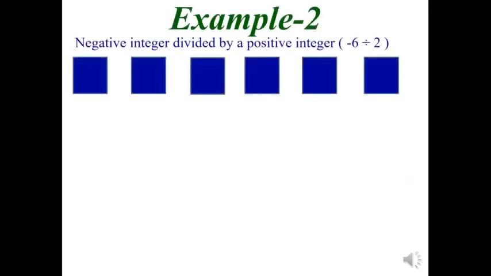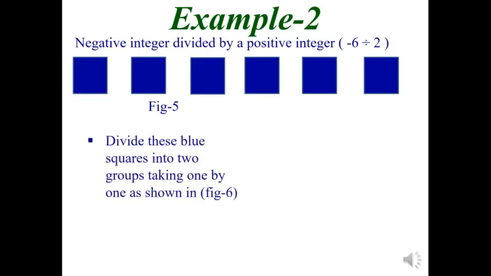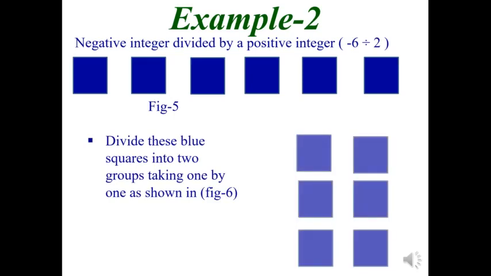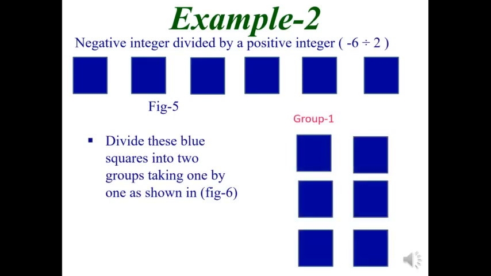Then the same question. Here we have arranged 6 blue squares in a row in figure 5. Next, divide these blue squares into two groups, taking one by one as shown in figure 6. So this is our figure 6, group 1, group 2. We have to arrange all the 6 blue squares in two groups. An equal number of squares will be in each group. So in group 1 there are 3 blue squares, and in group 2 also there are 3 blue squares.